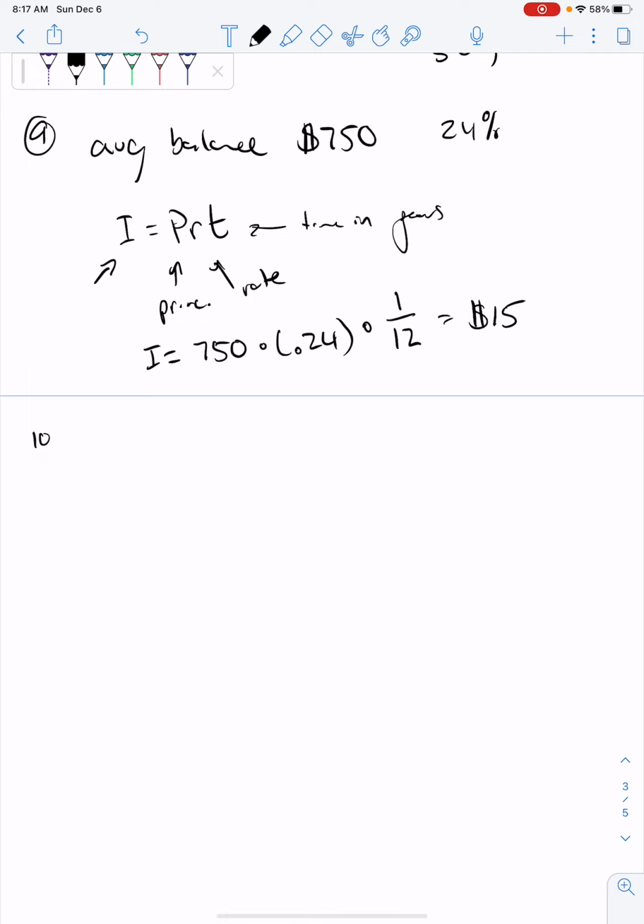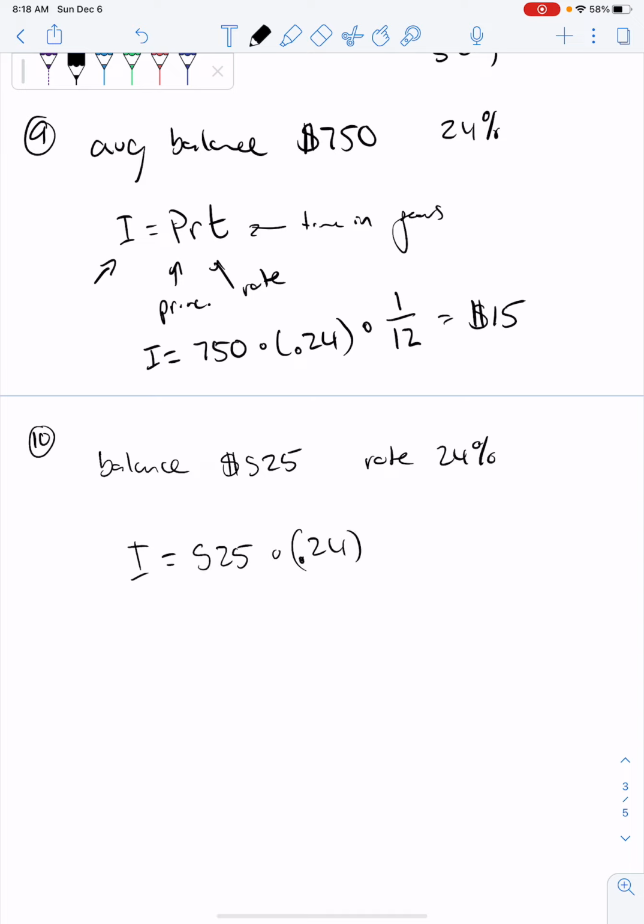Okay, number 10 is the same thing, interest payment, but on mine, my balance is $525, and again, my interest rate is 24%. So interest equals my balance times the rate times time. It's the I equals PRT. And because it wants monthly payment, I'm going to do 1/12 because I'm looking at 1/12 of a year.